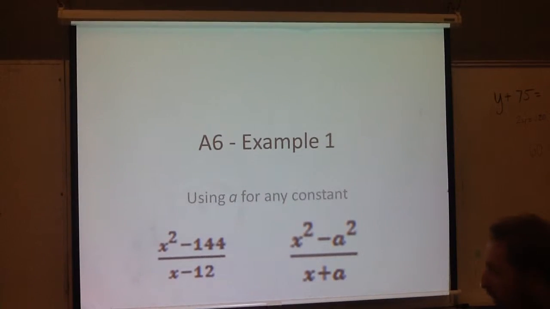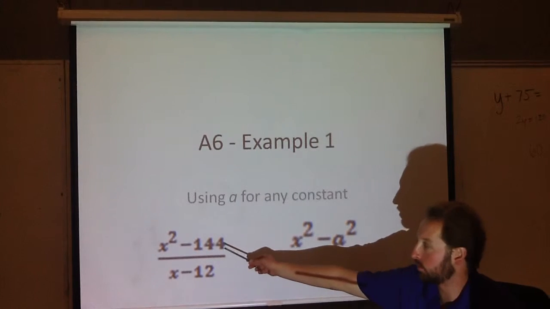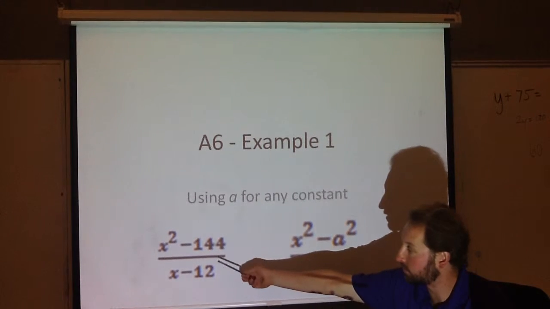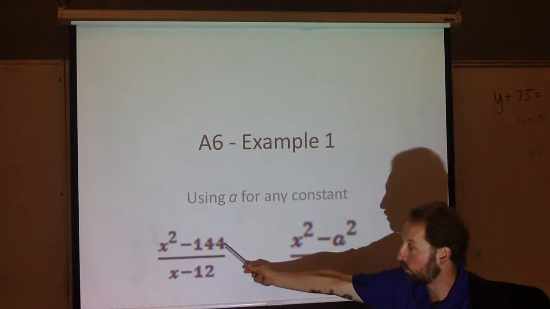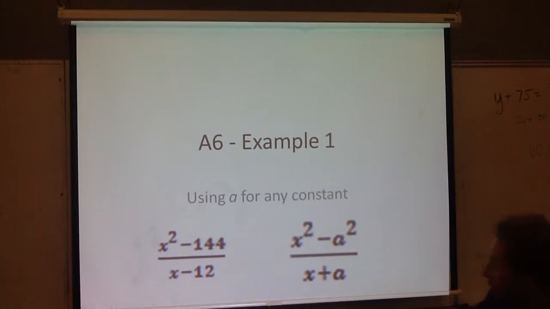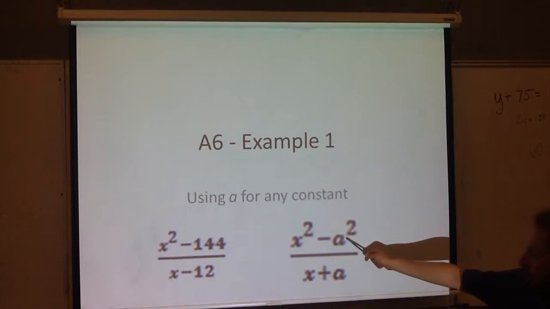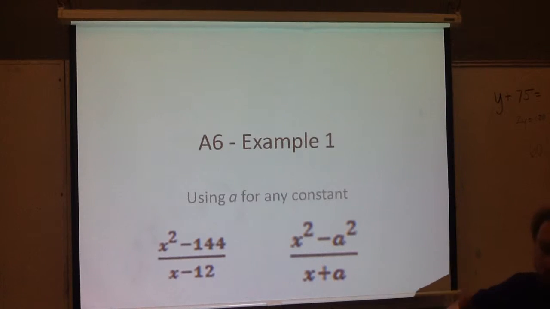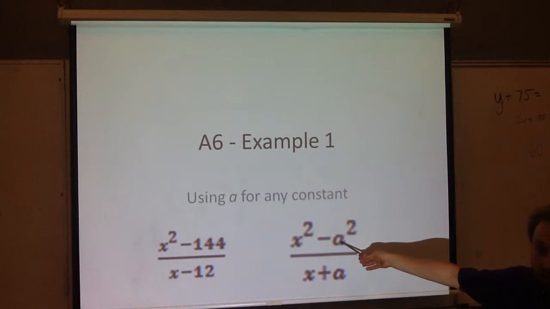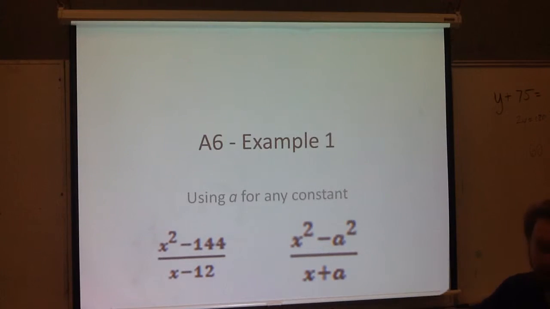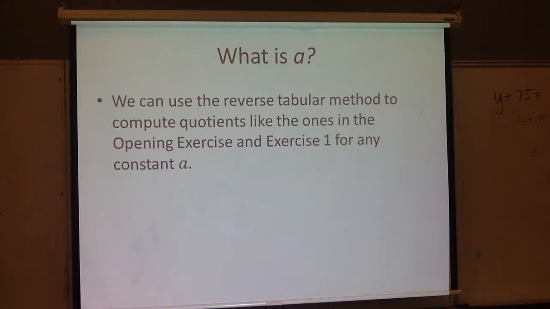So here we're taking a look in the opening exercise. In exercise 1, we saw problems like this: x squared minus 144 divided by x minus 12. And we're going to replace the 144 and the 12 with an A value. Right? 144 is just A squared, and A is just 12. And so, what is A?